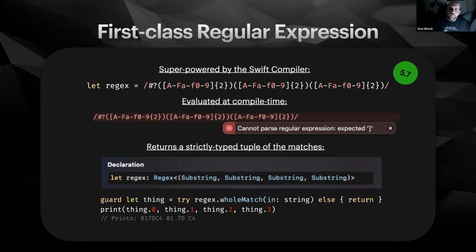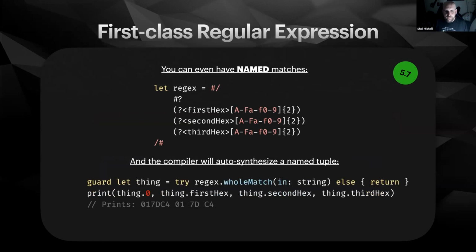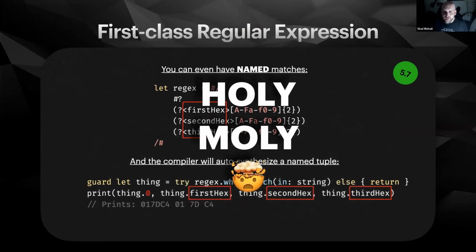We actually get a strictly typed tuple of the matches. So here I have 3 grouped matches, so I can actually go to .0, .1, .2 and get the right match. You can even have named matches, and I have no idea what kind of voodoo Apple is doing to make this happen, but the tuple actually has the named labels inside. So if you call it firstHex, secondHex, thirdHex, you would actually get that inside the tuple, which is pretty amazing.